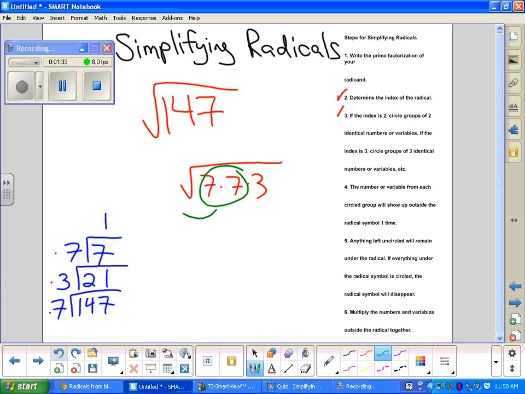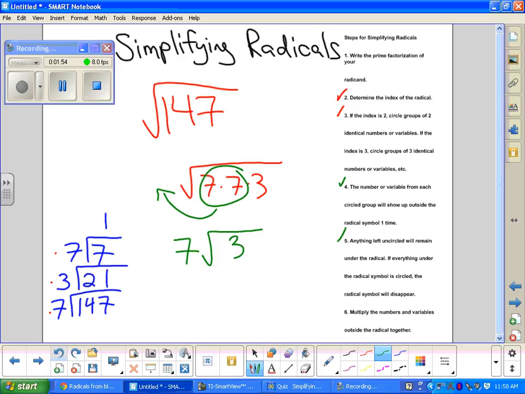There's 2 7s. All right, one of each group will show up outside the radical symbol 1 time. So there is 1 7. Step number 4, anything left? Step number 5, anything left unchecked will remain under the radical. In this case, the only thing left is a 3.